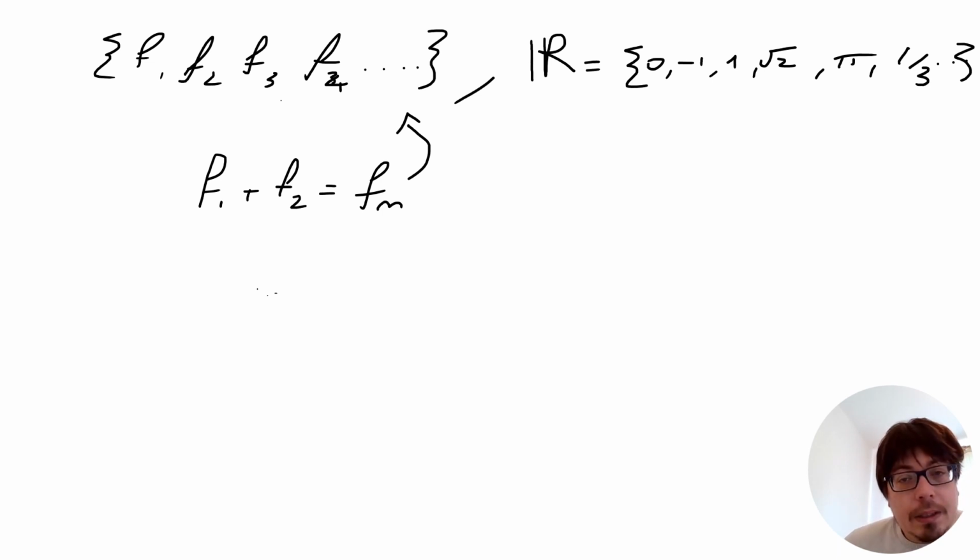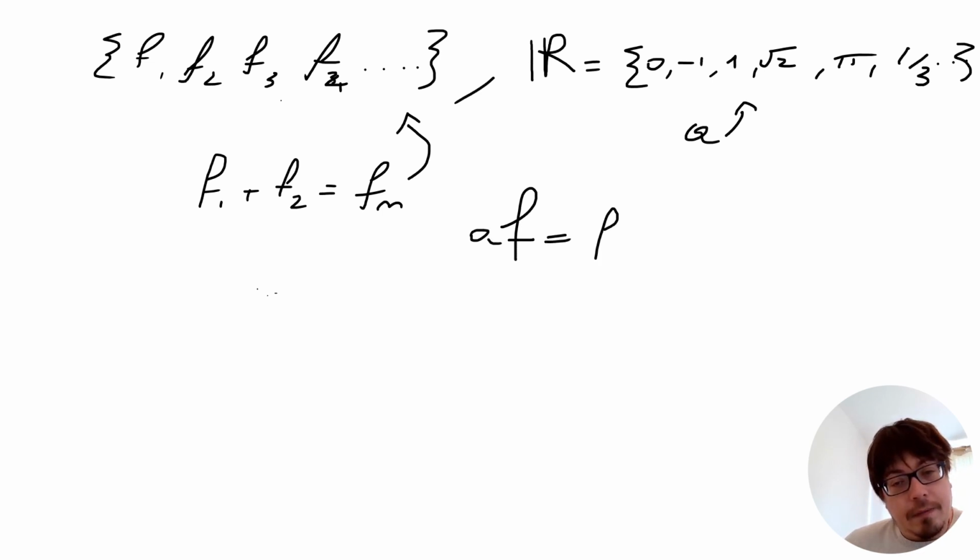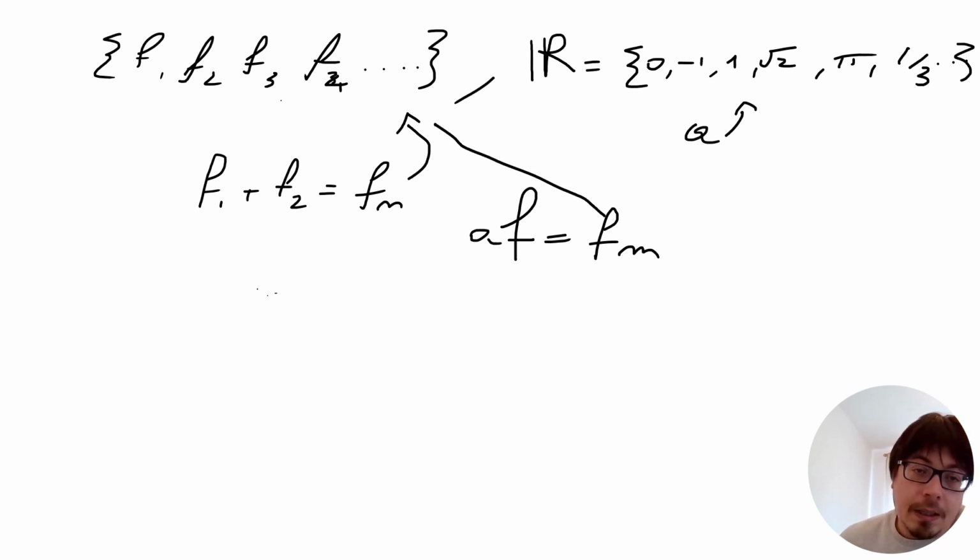And the other important thing is that if you pick any number, let's say a, in this set of real numbers, then f times a is still another f, let's call it m, still another vector in the same set of vectors that you started with. So with these two conditions, we can say that we are dealing with a vector space. So it's something that has the properties of being a vector.